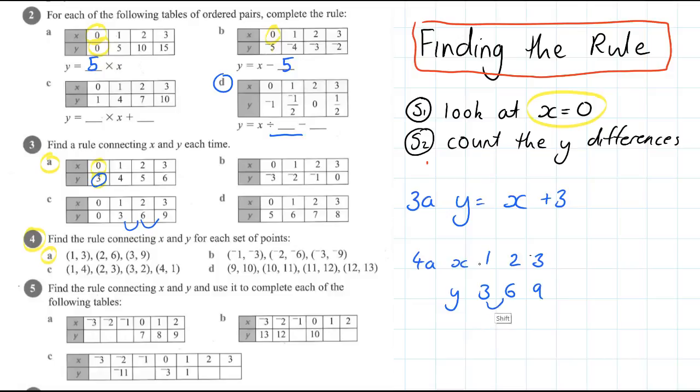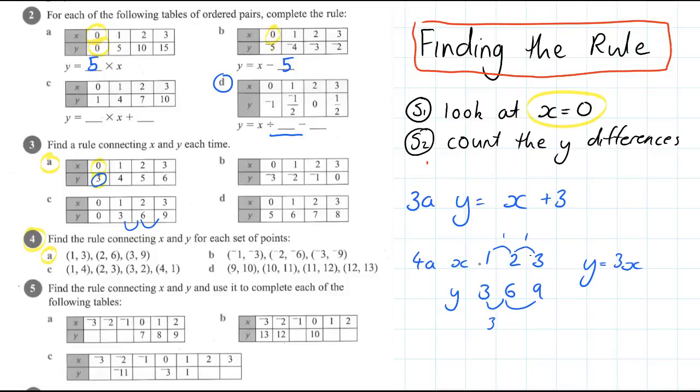Already I can see my X's are going up in ones. My Y's are going up in threes. So Y equals 3 lots of X. Okay, that was a lot of information. If you need help with individual questions, just ask.